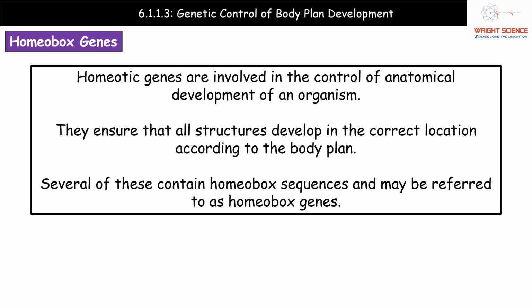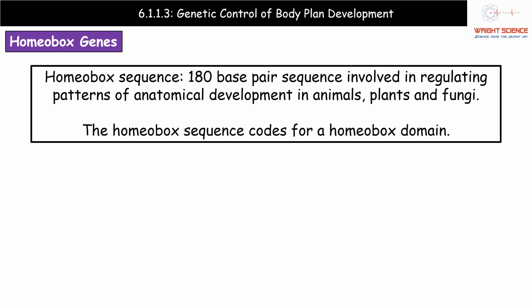Now, several of these contain what we call a homeobox sequence, and we can refer to those as homeobox genes. The homeobox sequence then is a 180 base pair sequence that's involved in regulating patterns of anatomical development in animals, plants, and fungi. Please remember those three: animals, plants, and fungi is the homeobox. Now, our homeobox sequence is going to code for something we refer to as the homeobox domain, and this is all about how these animals, plants, and fungi are actually going to develop.